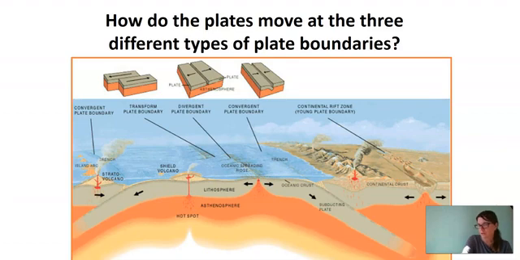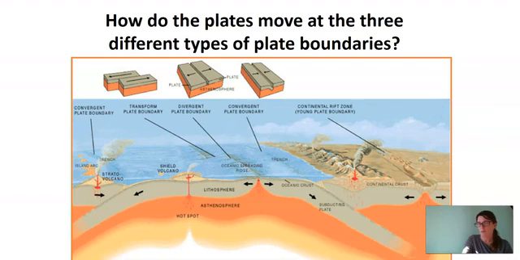Are you ready to check your work? There are three different types of plate boundaries. The first is called a transform, and we see that in the upper part of our image here. That's when two plates slide past each other. That's where we usually see earthquakes occurring, along transform plate boundaries.